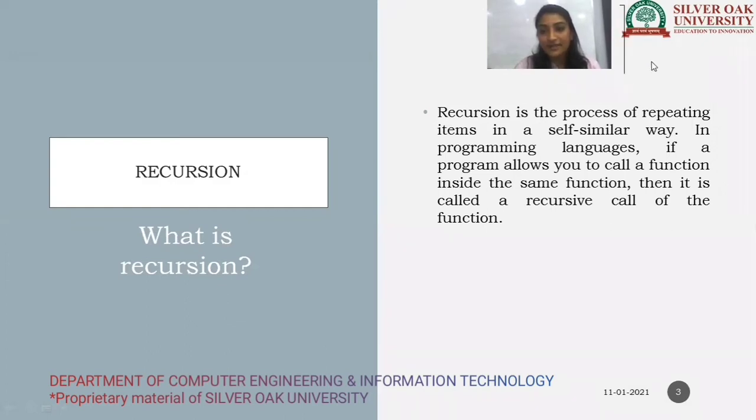So what is the meaning of recursion? It means the function will call itself multiple times. If we are using nested functions, we have to use two functions, one function inside another function. But if we are using a recursive function, the function calls itself multiple times. Recursion is the process of repeating items in a similar way in a programming language.